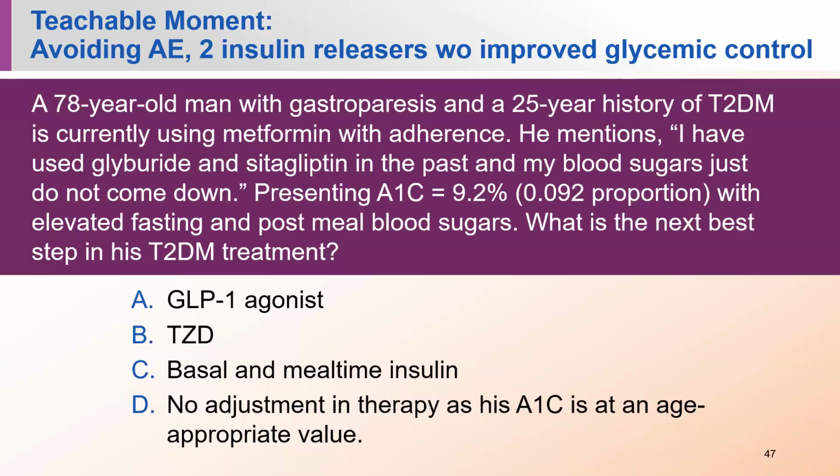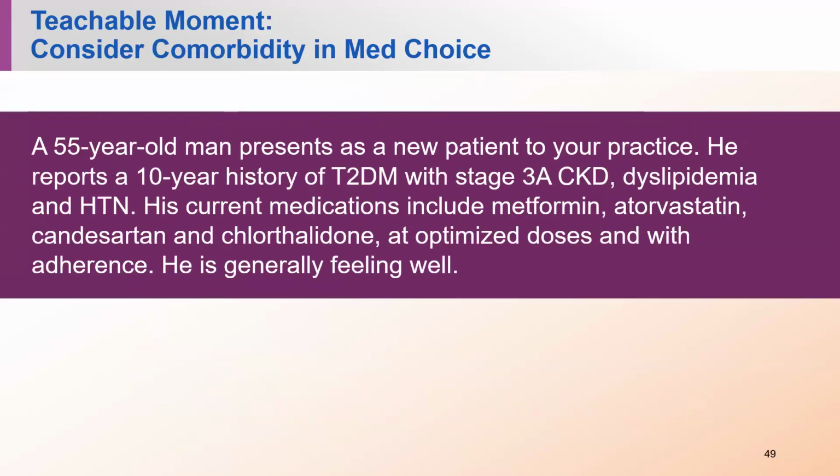Would you try him on a TZD? Oh, no, because he is the person that this could tip. A TZD, with the extra circulating volume, could tip him right into heart failure. Basal and mealtime insulin, yes, because he has failed therapy with 2 insulin releasers. So the guidelines are 2 or more insulin releasers, okay? And then looking at D, no adjustment in therapy as his A1C is at age-appropriate goal. No, his A1C is too high. It's at 9.2%, right?